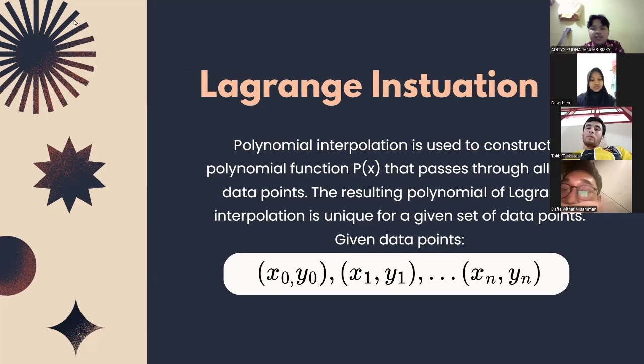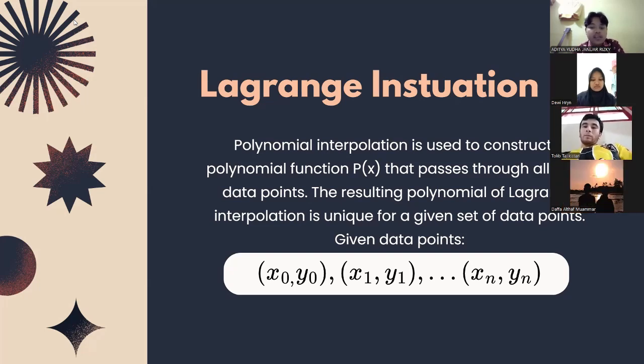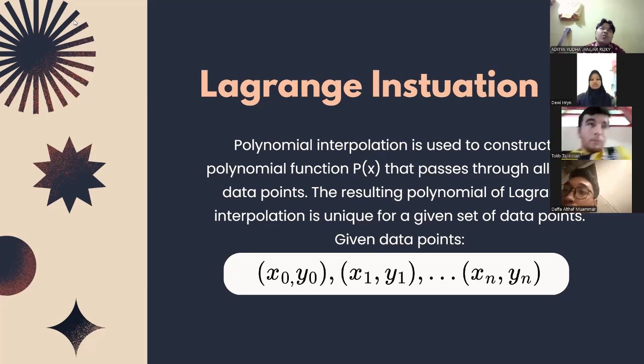Polynomial interpolation is used to construct a polynomial function P(x) that passes through all given data points. The resulting polynomial of Lagrange interpolation is unique for a given set of data points, given the data points of x0, y0, x1, y1, up until xn, yn. So basically, what we are trying to solve is that we want to find a specific point from a lot of data points.